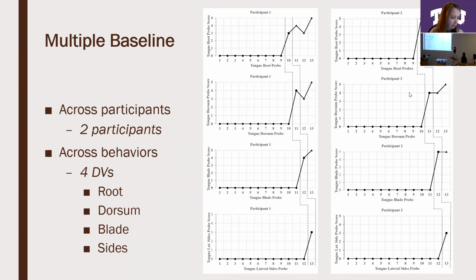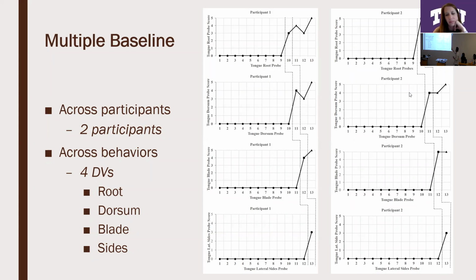What I'm interested in seeing is, once I introduce the training, or once I introduce my independent variable, if I'm seeing changes in their knowledge or in their assessment of the configuration or positioning of each of those tongue sections. In other words, if they get better at making an assessment when it comes to tongue root, tongue dorsum, tongue blade, and tongue sides.